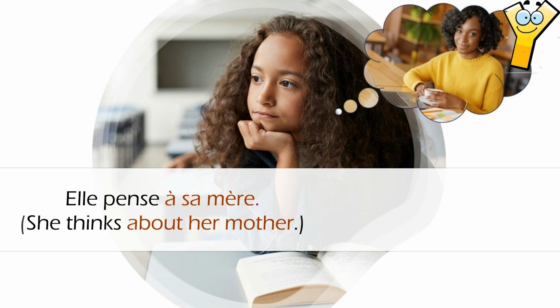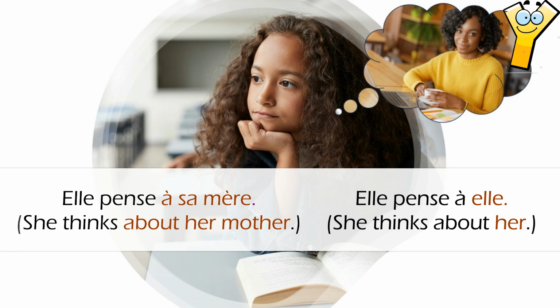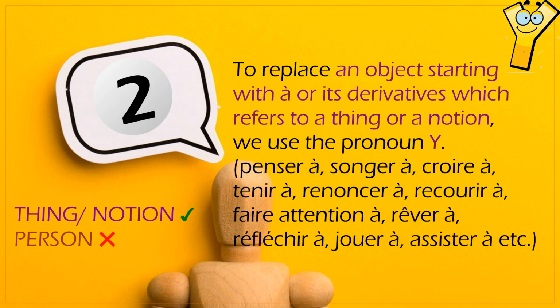But if you say elle pense à sa mère, in this sentence, the verb penser is used. The object is starting with à, but mère is not a thing. It's a person. So we can't use the pronoun y to replace it. We can say elle pense à elle. We had to use a pronom tonique to replace mère, but the point is we can't use the pronoun y to replace a person in the object. Only a thing or a notion can be replaced by pronoun y. I hope I made it pretty clear, and it happens usually with the verbs I mentioned, most popularly with the verb penser.